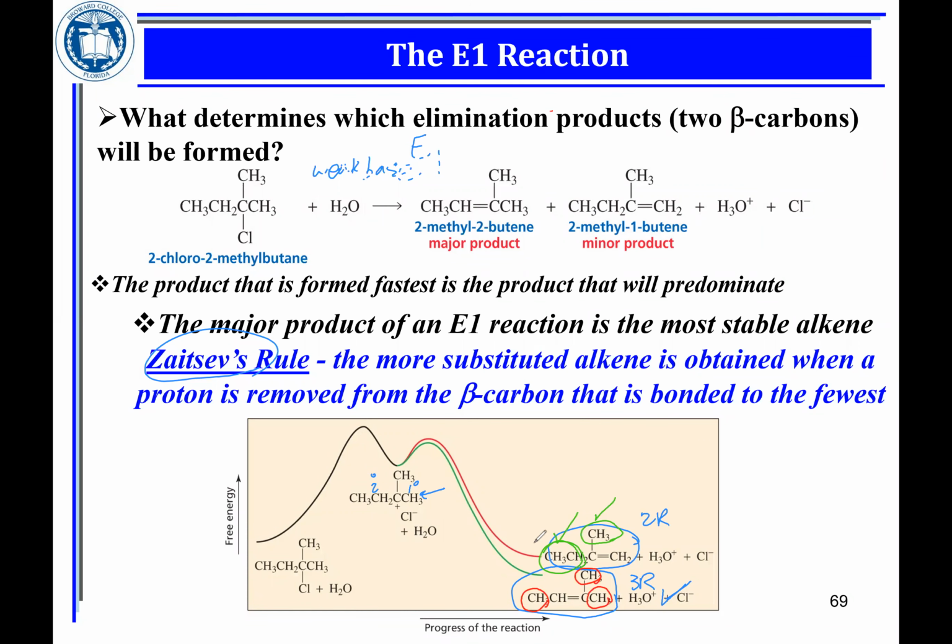For the bottom one, the red color, you have 3 groups attached to the CC double bond. You have a methyl, methyl, and methyl group. So you have 3 groups attached to the CC double bond. I got it. Thank you. You're welcome.